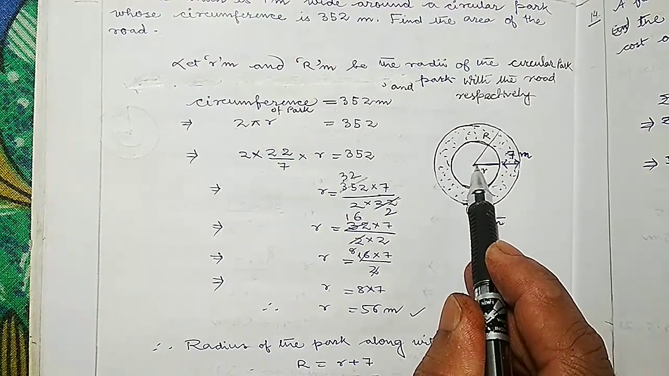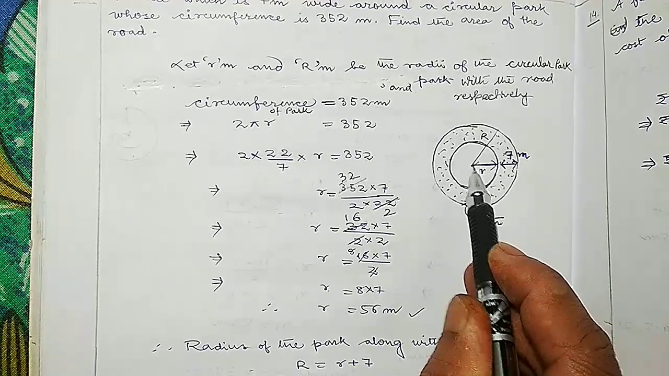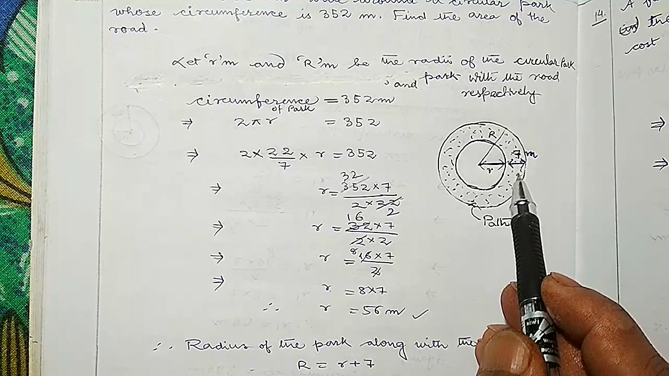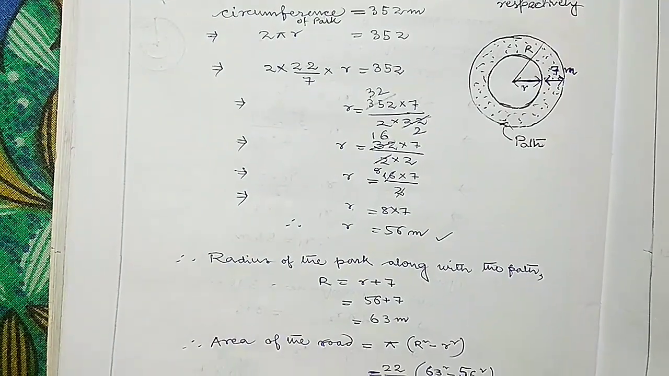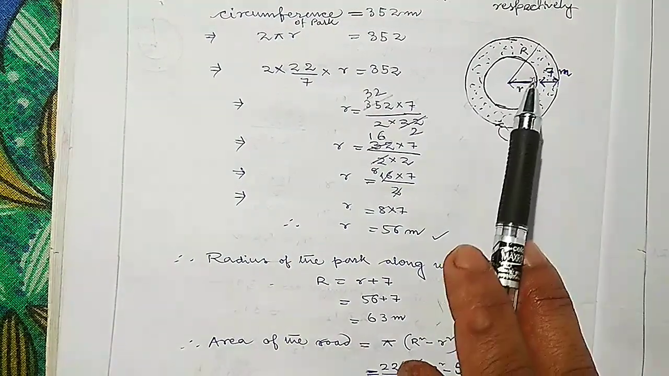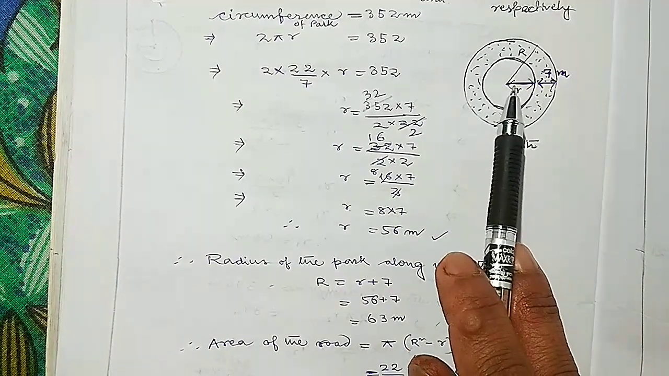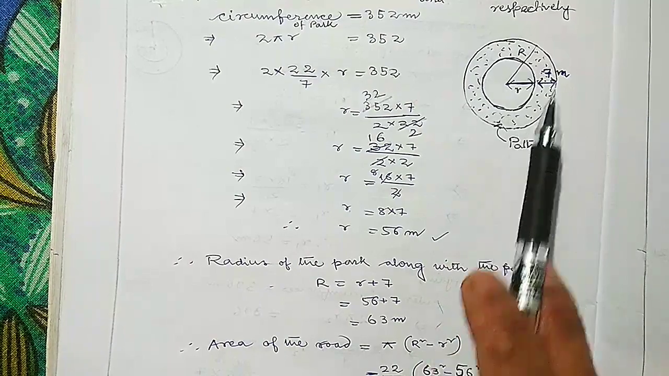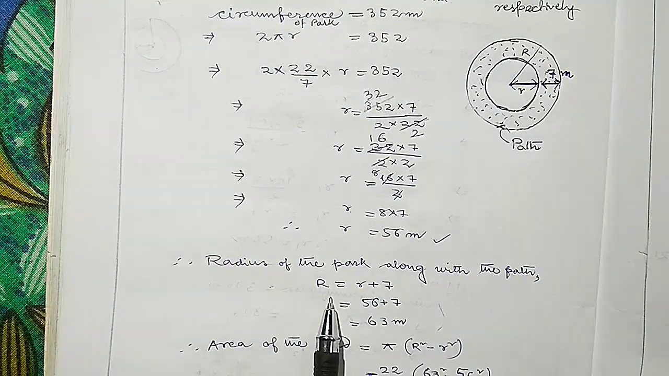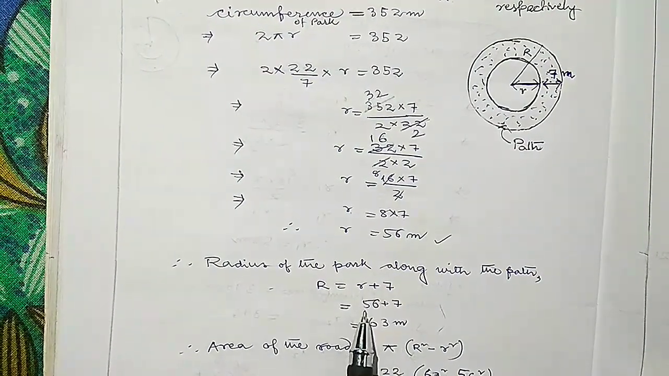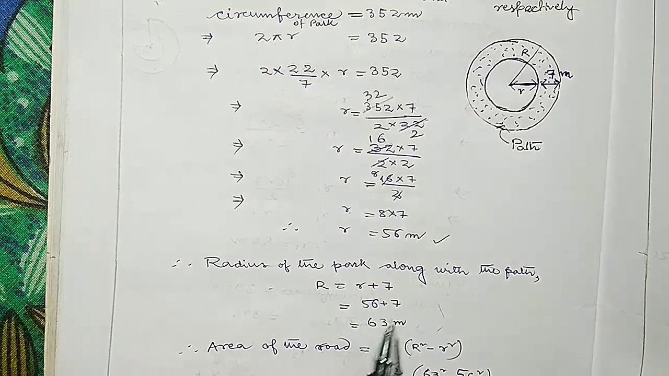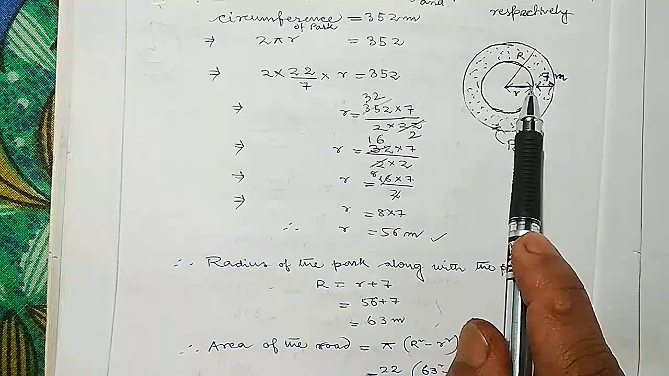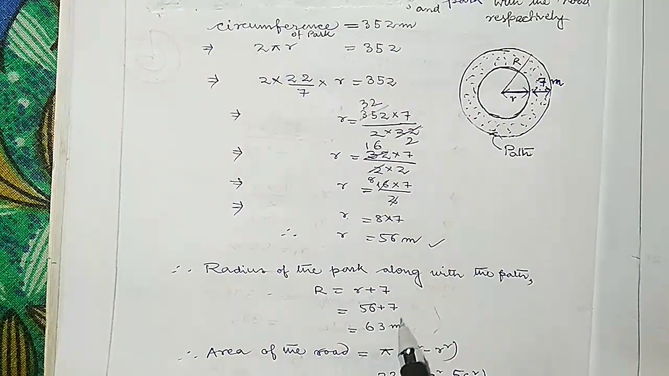That means from here to here, this length is 56. Now as given in the question, the width of the road is 7 meter. Therefore, the radius of the park along with the path will be r plus 7. So capital R equals small r plus 7. Small r is 56, 56 plus 7 means 63. Clear? So the inner radius is 56 and the outer radius is 63.